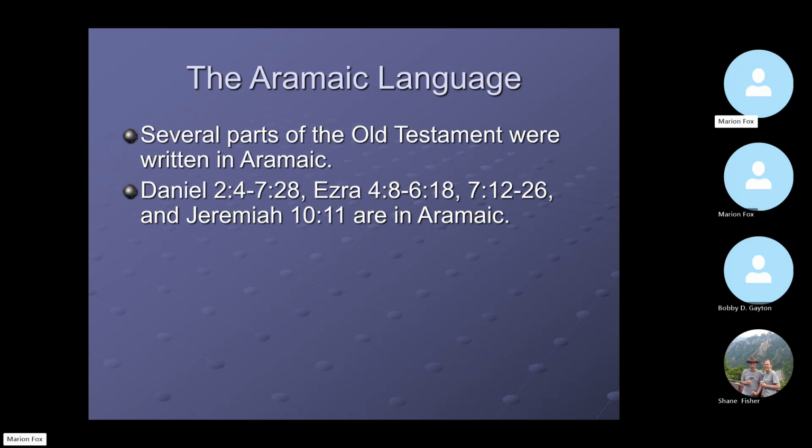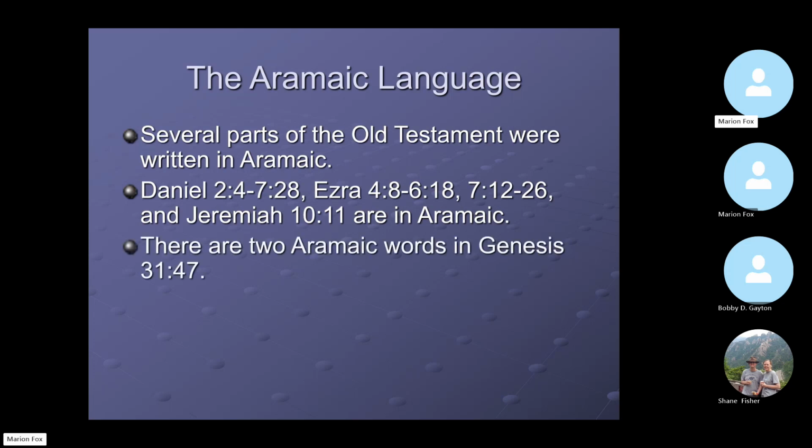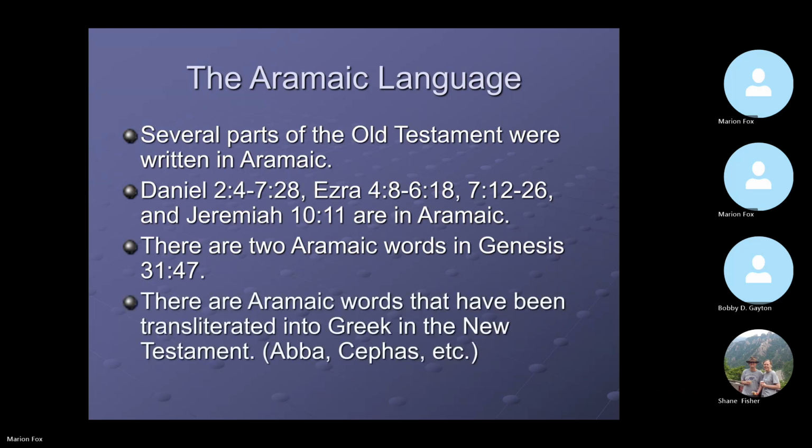Any other questions or comments there? There are two Aramaic words in Genesis 31:47. There are Aramaic words that have been transliterated into the Greek in the New Testament, such as Abba and Cephas and so forth. All right.